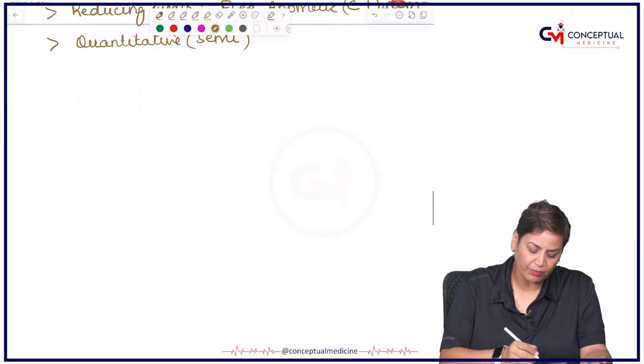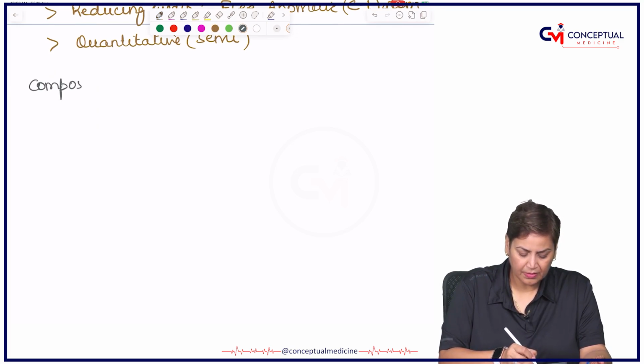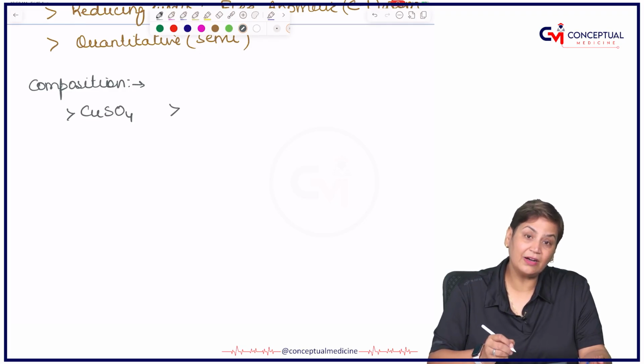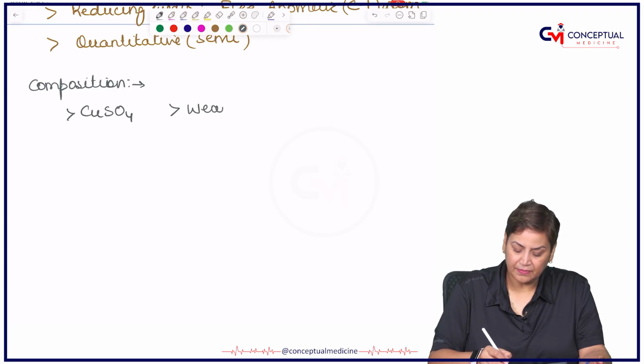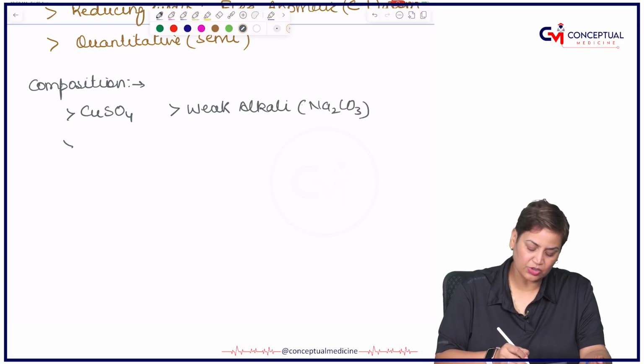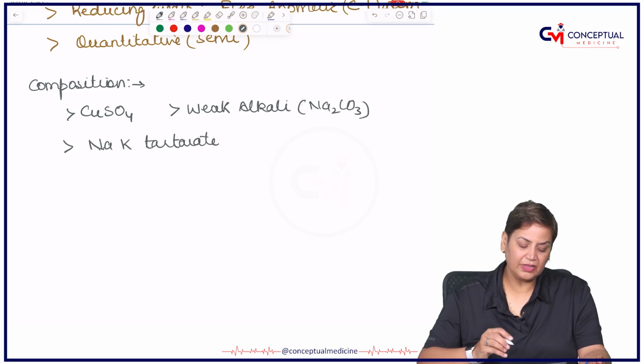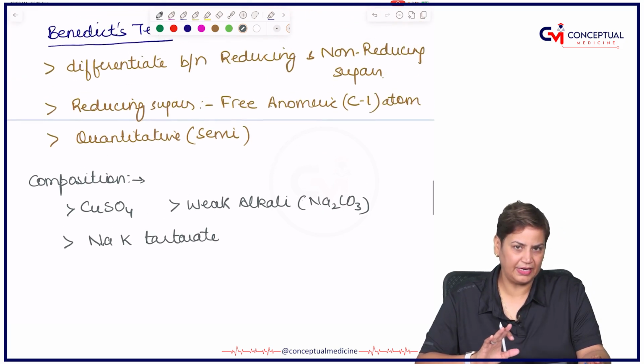And if we talk about the composition of Benedict's reagent, this is also very important. This Benedict's reagent consists of copper sulfate. It consists of an alkali which is generally a weak alkali, sodium carbonate, and it consists of a salt which is sodium potassium tartrate. So this is the composition of Benedict's reagent, right?